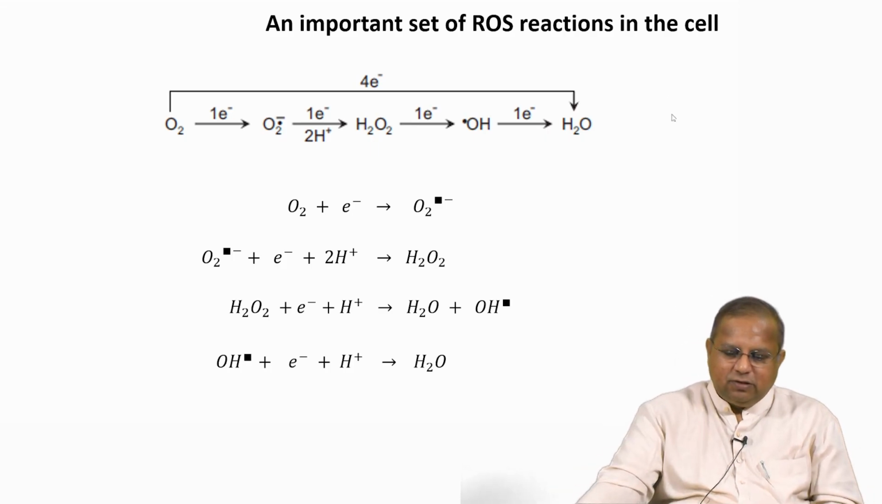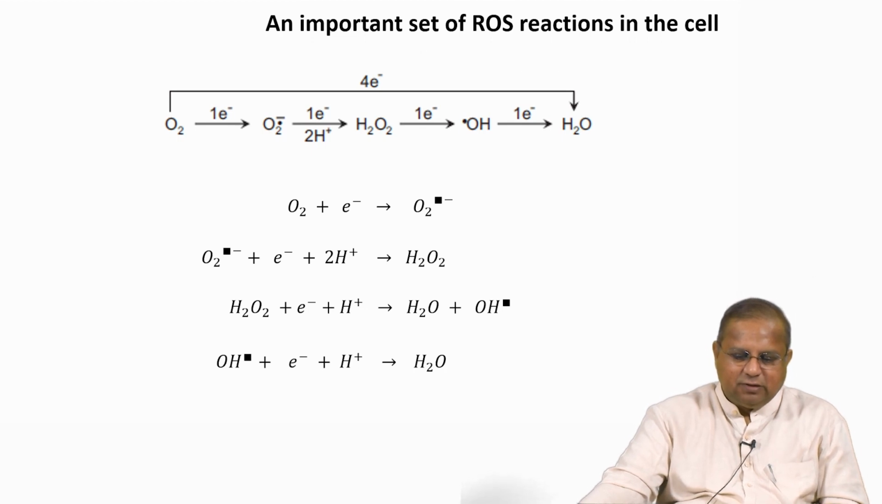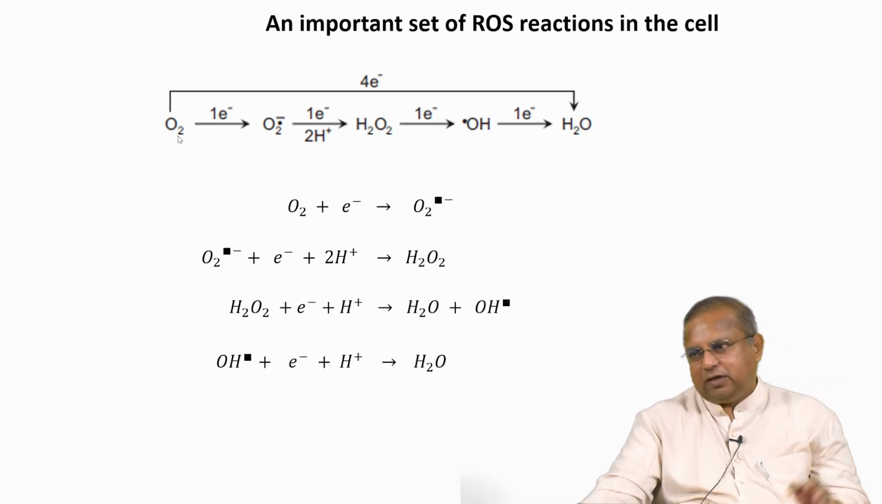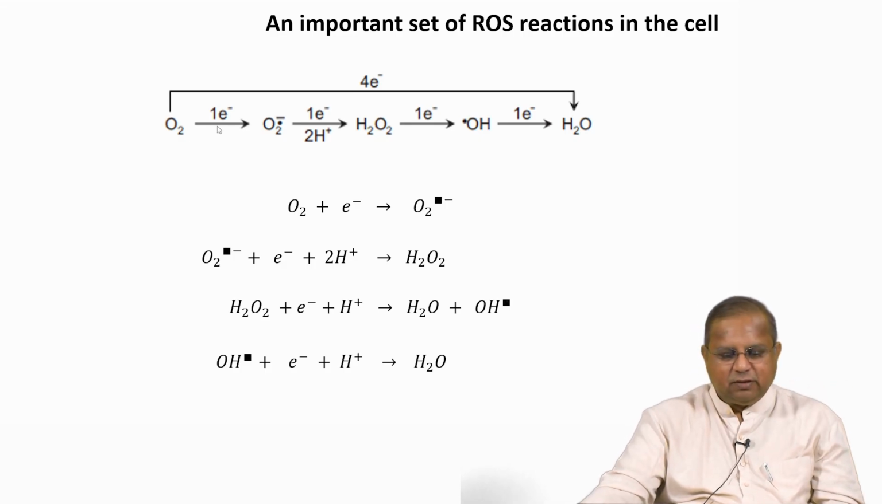Okay. So, this is an important set of reactions in the cell, which happens in every single cell that uses oxygen. A 1 electron reduction of oxygen, this happens in the electron transport chain, it causes superoxide. A 2 electron reduction of oxygen, 1 electron reduction of superoxide gives you hydrogen peroxide. A 3 electron reduction of oxygen, 1 electron reduction of hydrogen peroxide gives you hydroxyl radicals, and a 4 electron reduction of oxygen gives you water.